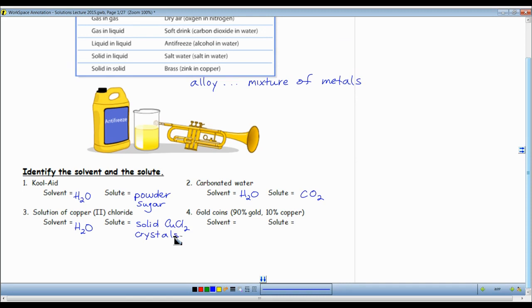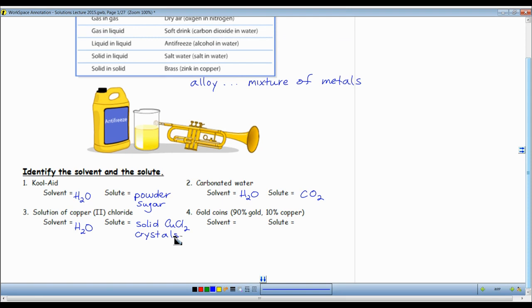Another choice might be chlorine. No, not like chlorine gas. Copper chloride is a compound. You would dissolve the entire compound in the water. It's a solid crystalline compound. That entire crystal is your solute.